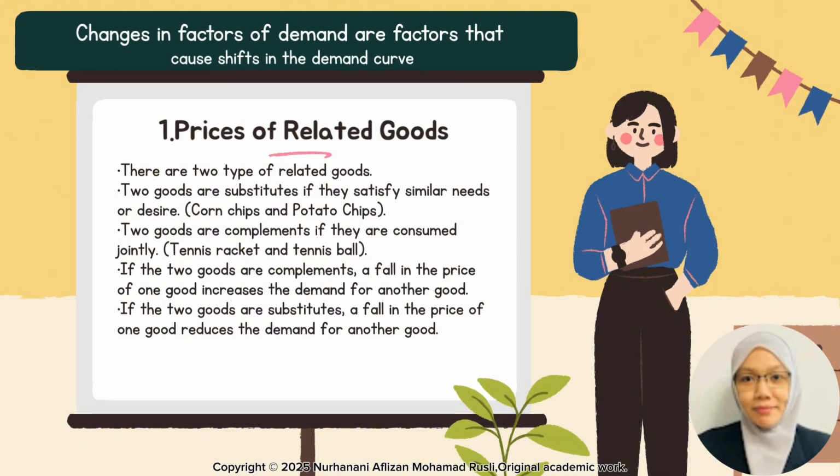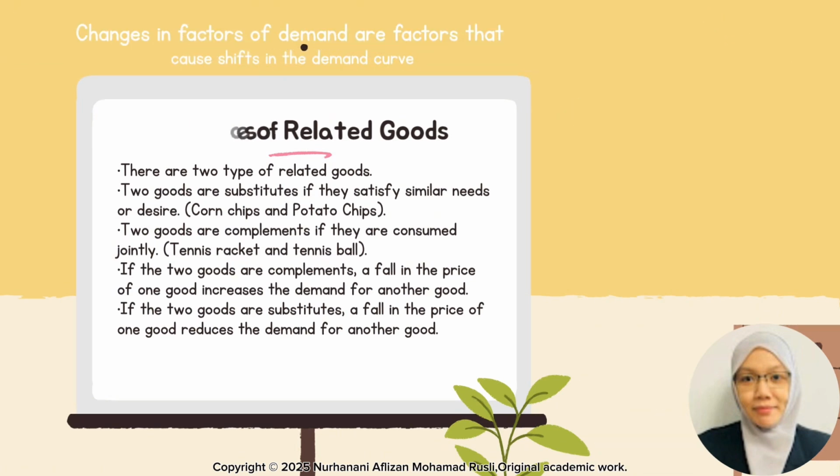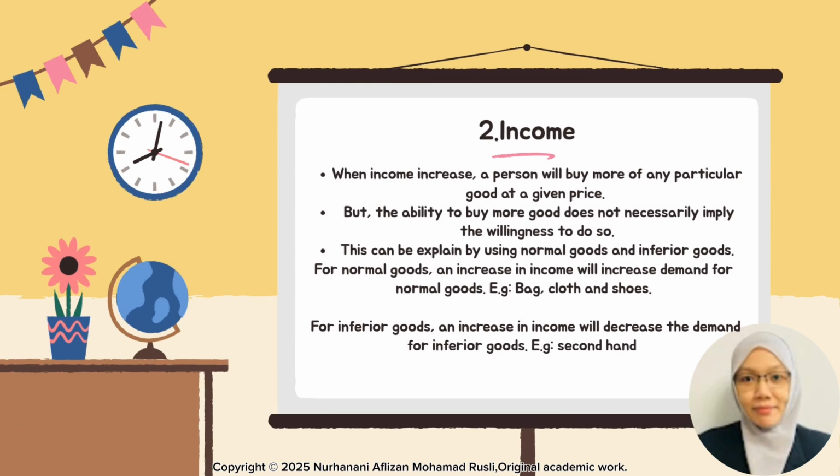For example, corn chips and potato chips are substitute goods. Tennis racket and tennis ball is complementary goods. Next, consumer income. An increase in income generally increase demand for normal goods like clothes, bags, for example. However, it can reduce demand for inferior goods such as second-hand items.